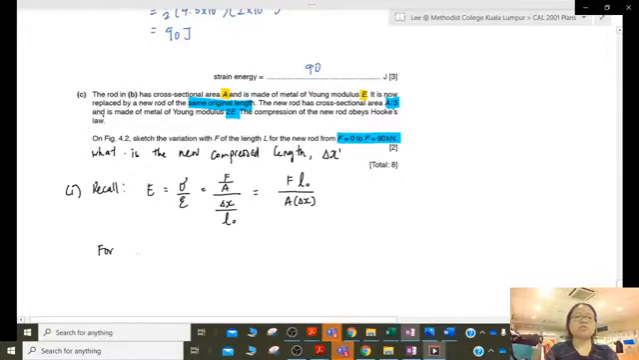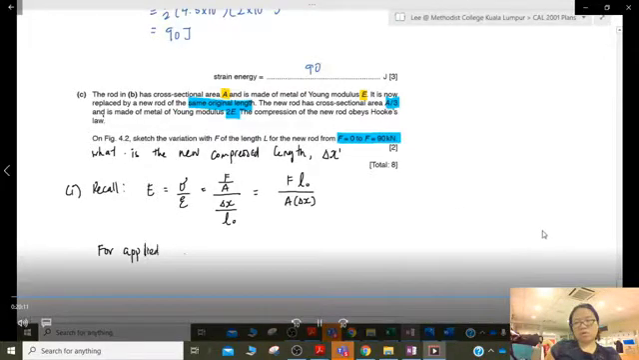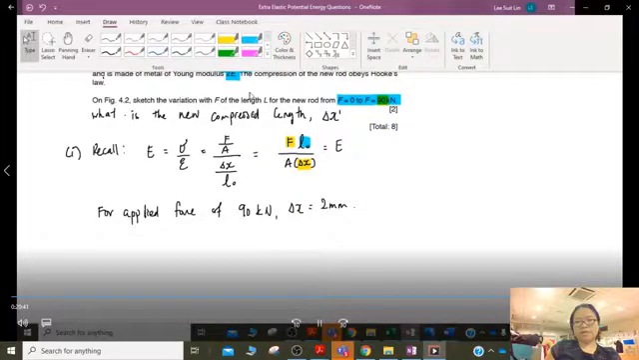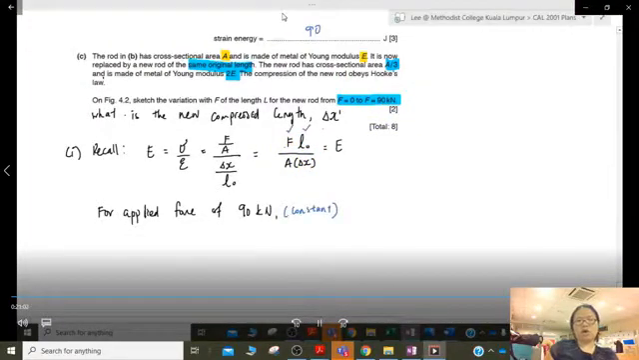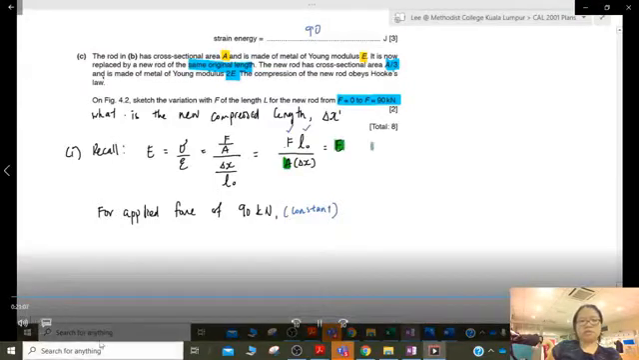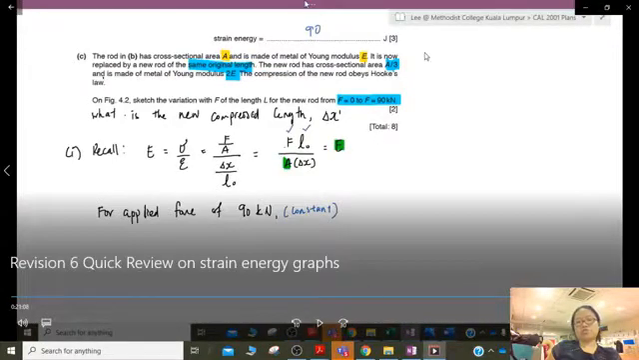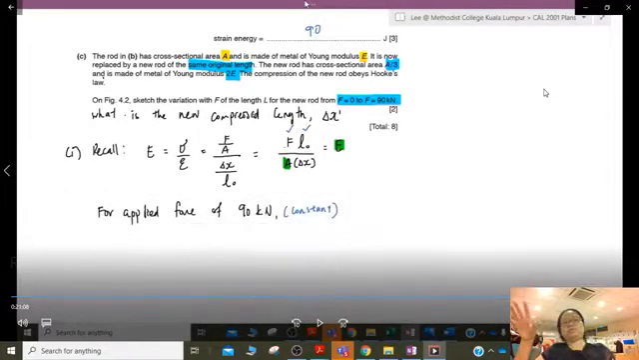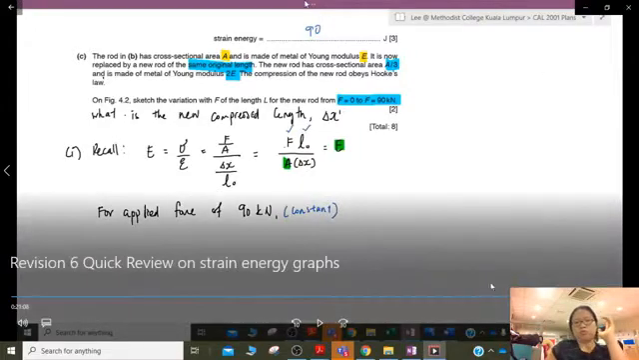Alright, so step 1, we are going to recognize that the force applied is actually constant. Okay, and the original length is constant. Because what this question is asking you is that now I have the force of 90 kilonewton on this new wire, or this new metal, or this new material. What is the new extension? Given that this new material is 1/3 the area and twice the Young modulus.